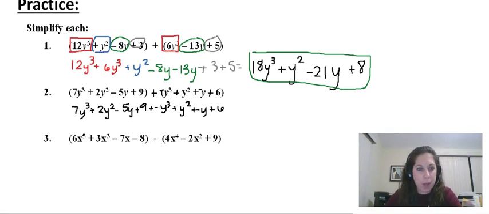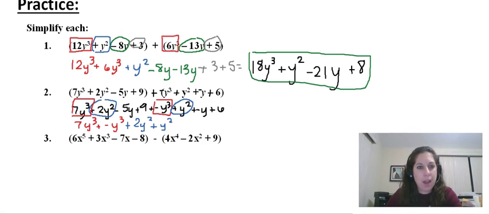Now, let's rewrite with like terms together. So a 7y to the third, and I have a negative 1 over here. So 7y to the third plus a negative y to the third. All right, let's go to my y squareds. So color coding is just a technique I use. It kind of helps me keep everything the same. So it's a trick you might want to try, but you don't have to.